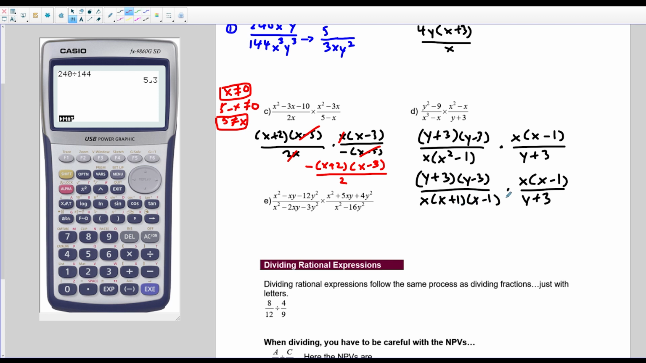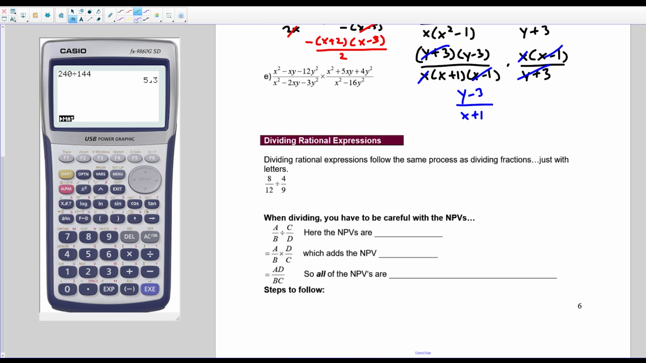So I'm going to have a few different NPVs here. We can see that we have x cannot equal positive or negative 1 from right there. It can also not equal 0, and it can also not equal negative 3. Once we found our NPVs, we can start getting rid of those common factors. We see that we've got an x minus 1 on top and bottom. I've got an x that I can get rid of on the top and the bottom. I can get rid of the y plus 3 on top and bottom. And finally, once the dust settles, we end up with y minus 3 over x plus 1.